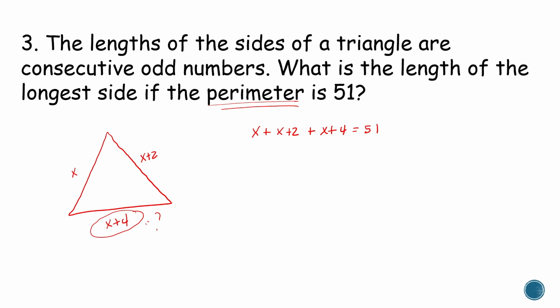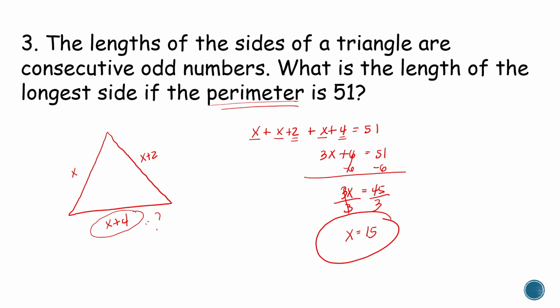Now let's solve for x. x and another x, that gives us 3x. 2 and 4, that's 6, equals 51. Minus 6 on both sides. So 3x equals 45. Divided by 3, x equals 15. That's our x. That will help us answer what is being asked here. The problem is, what is the length of the longest side? If x equals 15, then the longest side is 15 plus 4, which is equal to 19.